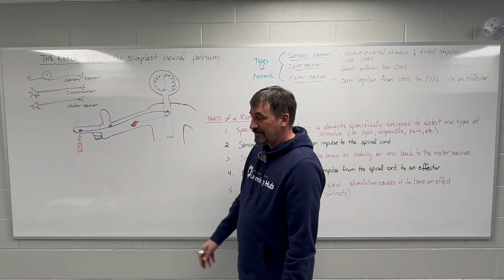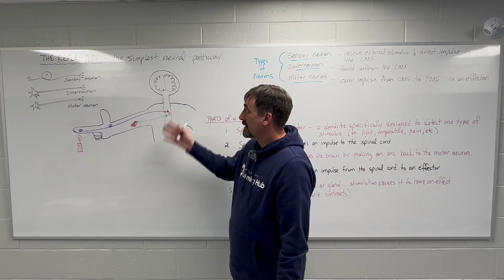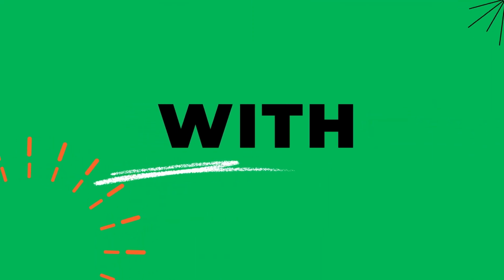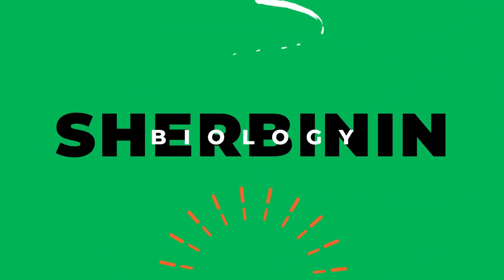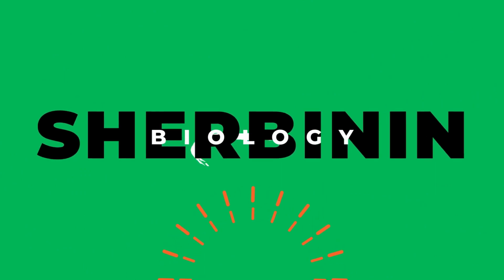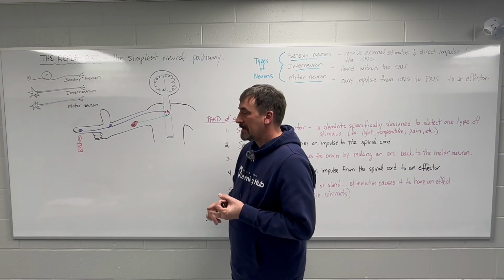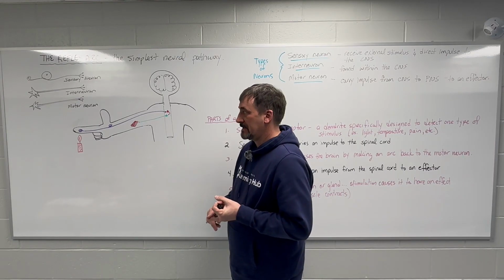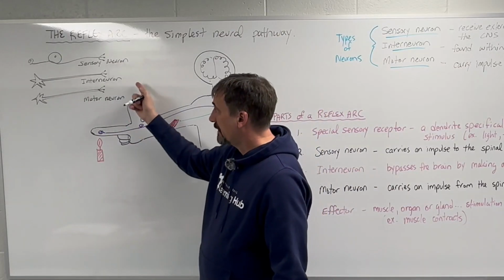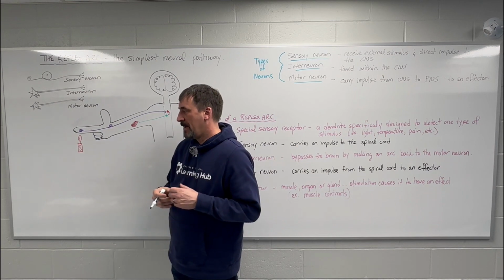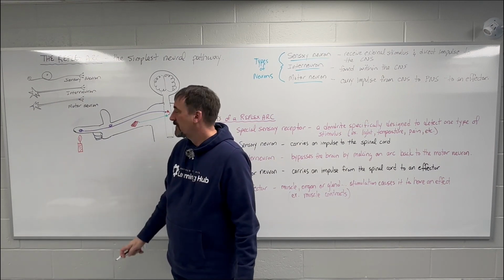All right, so the reflex arc is, like I put, the simplest neural pathway in the body. So there's three main types of neurons that exist. There are sensory neurons, interneurons, and motor neurons. Obviously we've drawn out a better neuron to show all those parts and functions.